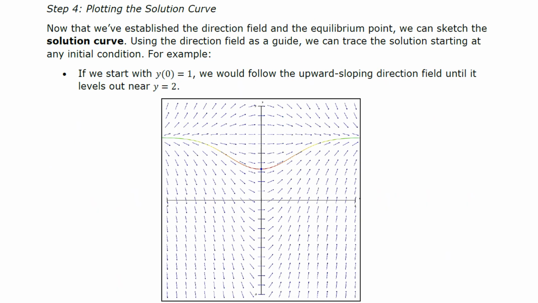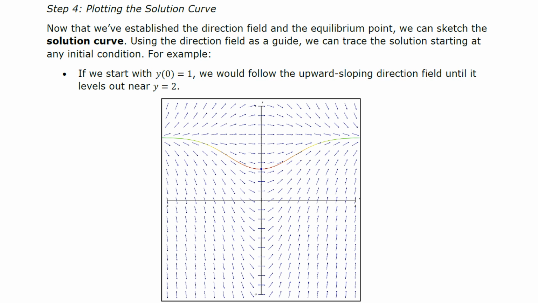Step 4, plotting the solution curve. So now that we've established the direction field and the equilibrium point, we can sketch the solution curve. So using the directional field as a guide, we can trace the solution starting at any initial condition. For example, if we start at y of 0 equals 1, we would follow the upwards slope directional field until it levels out near y equals 2, because then that would be horizontal.